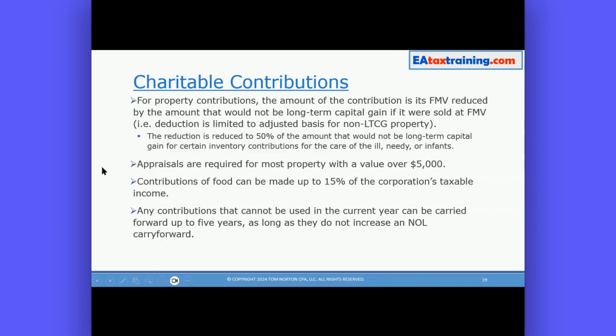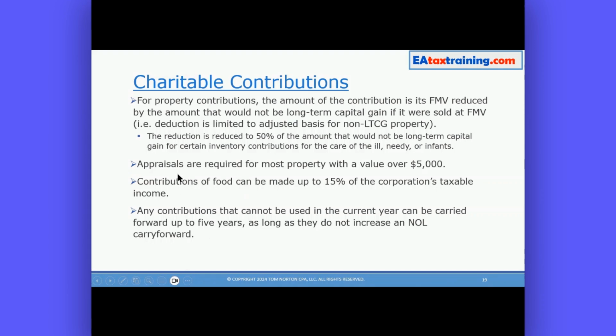There is this exception. If you are giving inventory for the care of the ill, needy, or infants, then you can deduct a little bit more. You don't get to deduct the full fair market value, but you get to deduct more than your adjusted basis. You get to deduct an amount in between, halfway in between your fair market value and your adjusted basis. But for any other type of property, if it's long-term capital gain property, you get to deduct the fair market value. If it's not long-term capital gain property, you deduct the adjusted basis unless you meet this 50% rule.